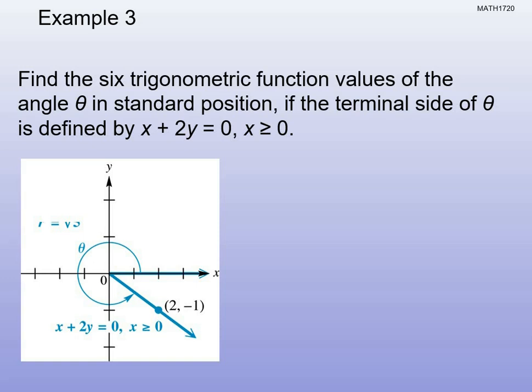It's easier when you have a line because you can pick any point for x and y that give you 0 there. It doesn't have to be what I'm giving you in the example. In the example, I'm saying it's 2, negative 1. But it can be anything else that satisfies x plus 2y equals 0. Is there anything else?